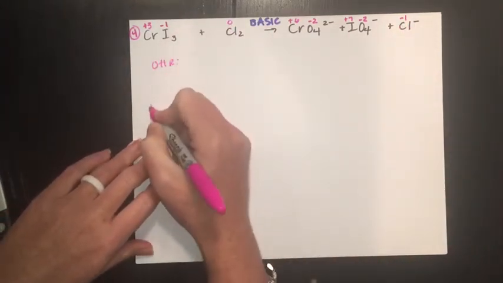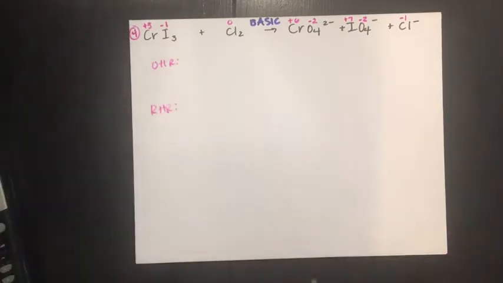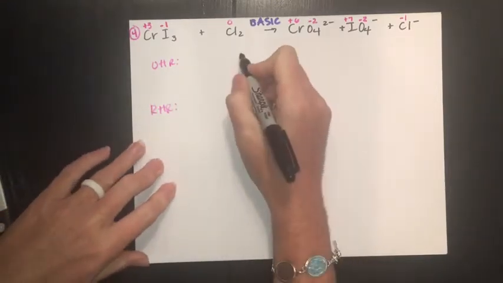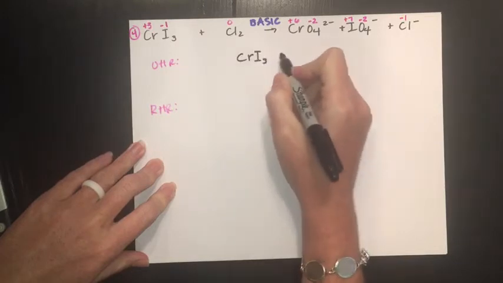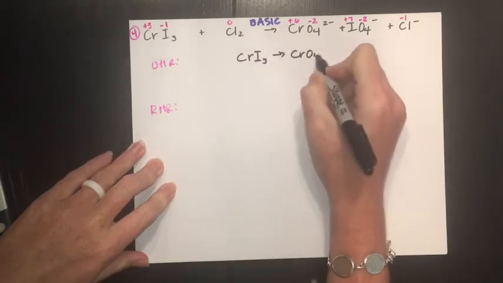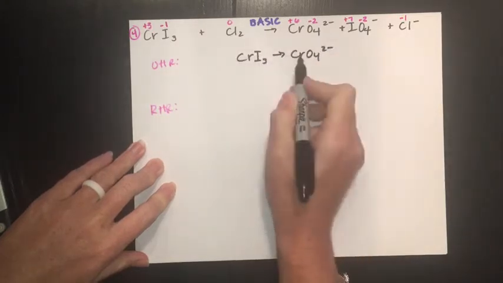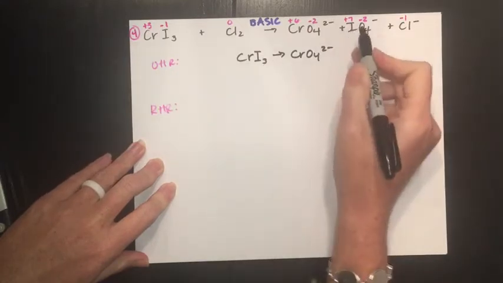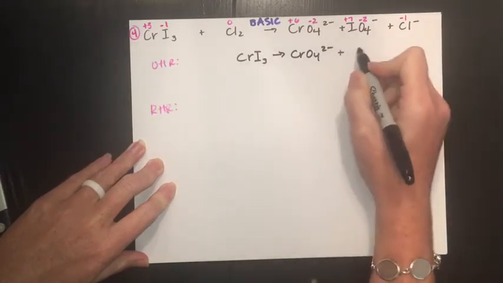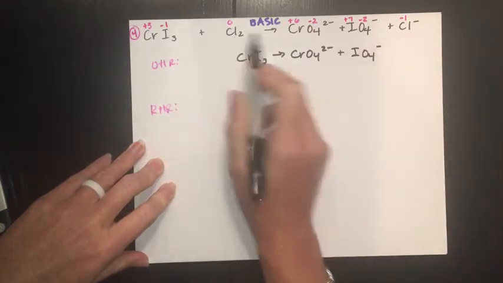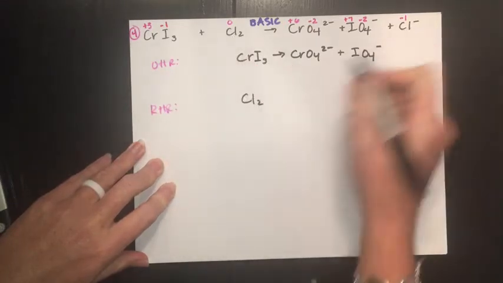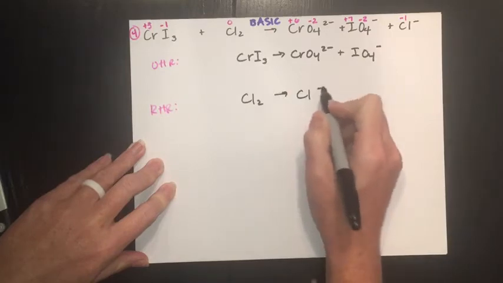So we have our oxidation half and our reduction half reactions. And remember, we're just pretending this is an acidic solution initially. So our oxidation half is going to be CrI3 goes to CrO4 2-, but yet there's our chromium. You have to take care of the iodine, so it's got to be this thing, plus IO4-. Our reduction half is going to be chlorine, Cl2, goes to Cl-.